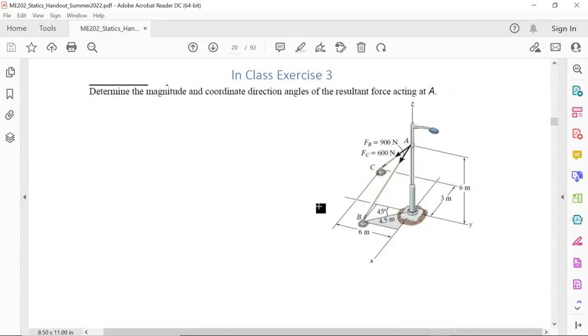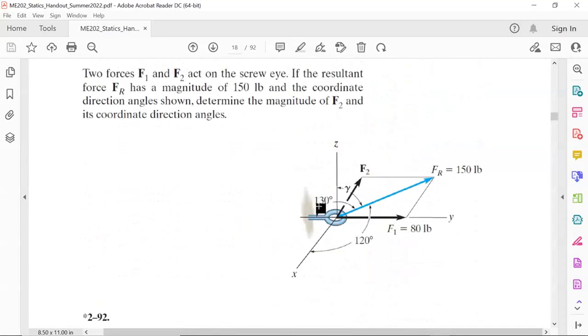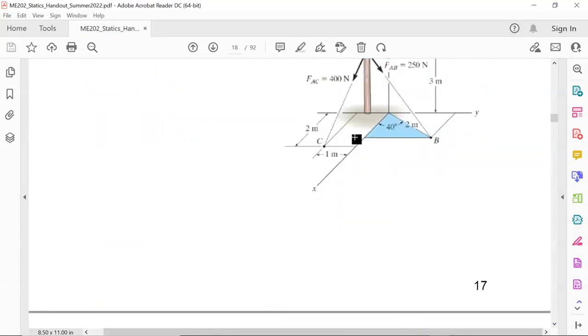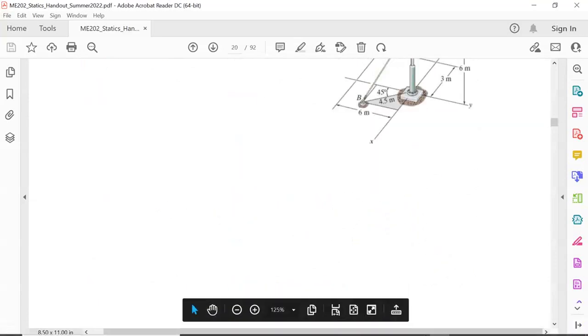So we are working on this problem, and once we solve it, you will be able to solve the remaining problems on pages 18 and 17 on your own, because those problems are very similar except that they have different values of dimensions and magnitudes of forces, but the procedure is the same. So let's work on this problem.